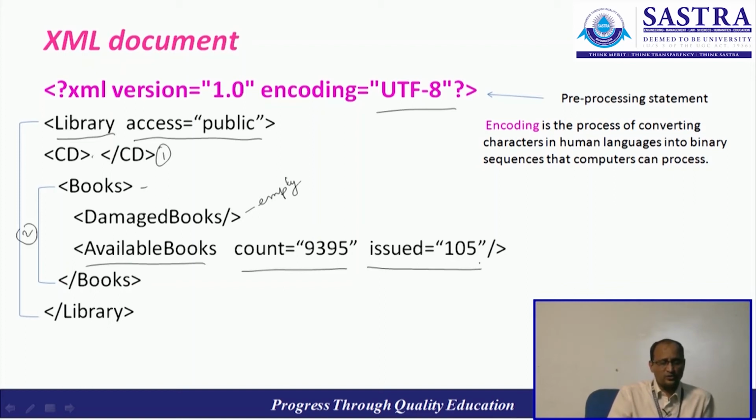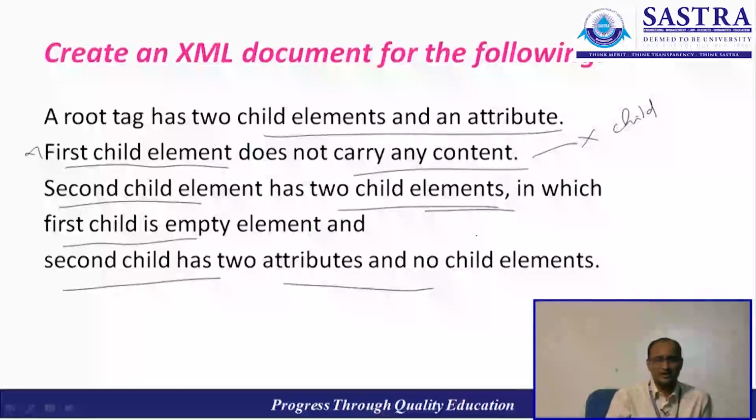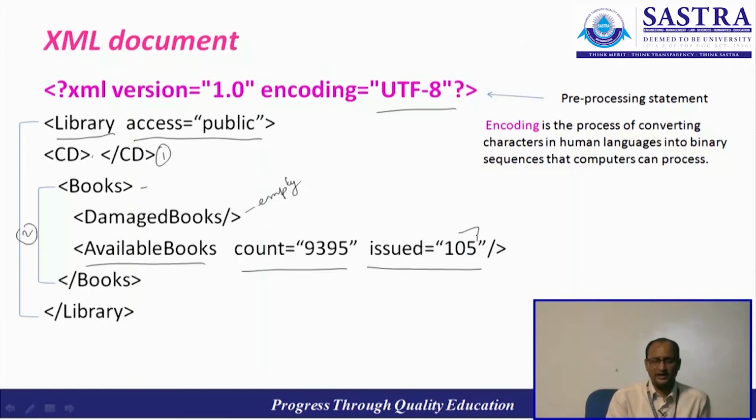Then the second child of the books has available books as one of the elements that has meaningful attributes. Count equal to 9,395 books, in which issued book is 105. By reading this library XML document, the document has been created based on the conditions specified. The same way we can create an XML document.